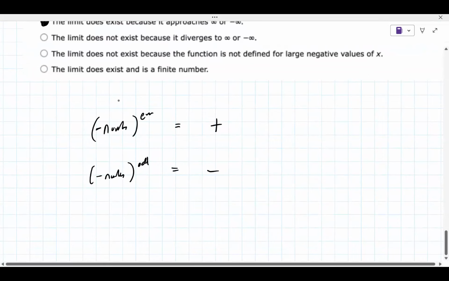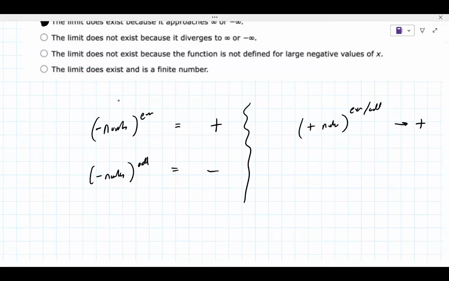When you go the other direction, whether it's a positive number to an even or an odd power, it's always positive. Got it. So the limit does exist because it approaches positive infinity or negative infinity.